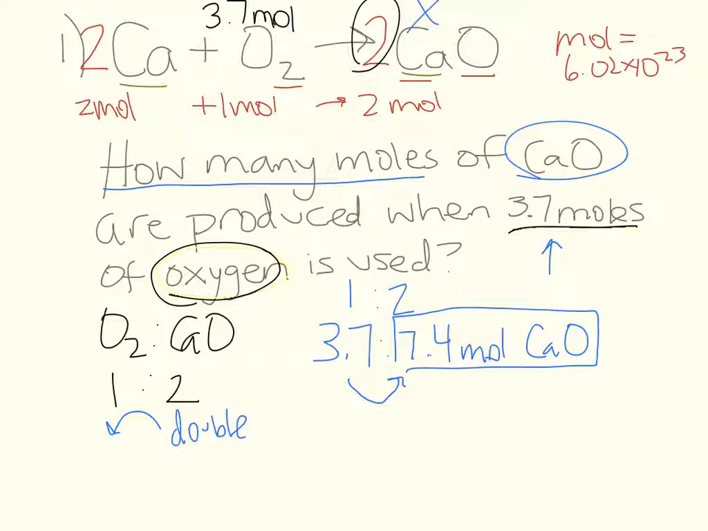So that's the whole idea behind mole ratios: to use the ratio to figure out whether it's doubled, cut in half, tripled, a third, or a fourth. We just use those in order to solve these problems. Mole ratios are just ratios we can use to figure out, if we start out with something else, how much we can make in the end.